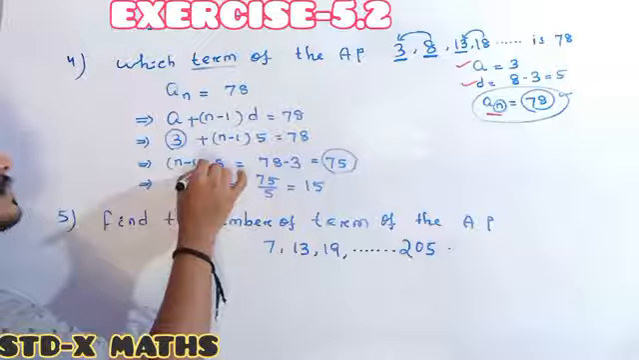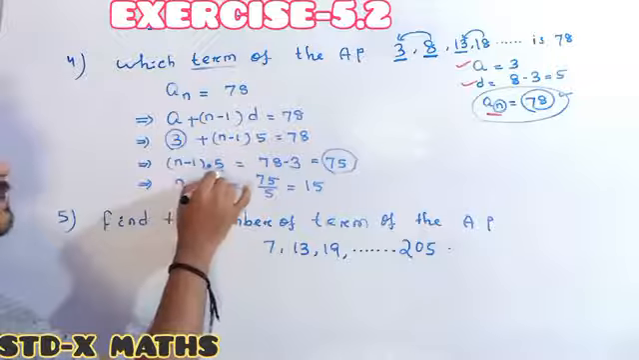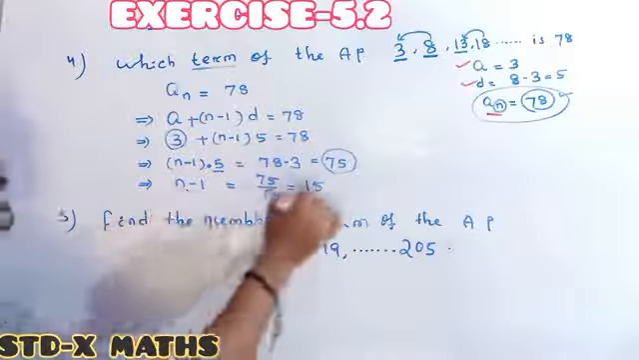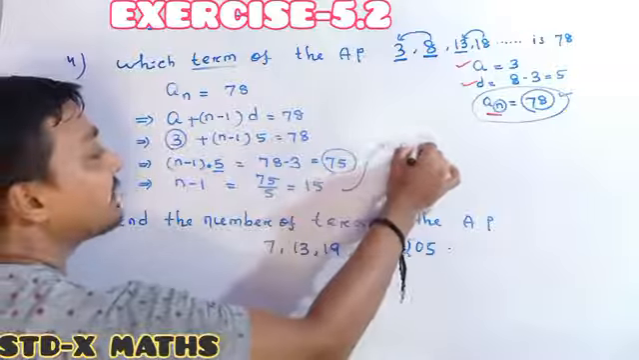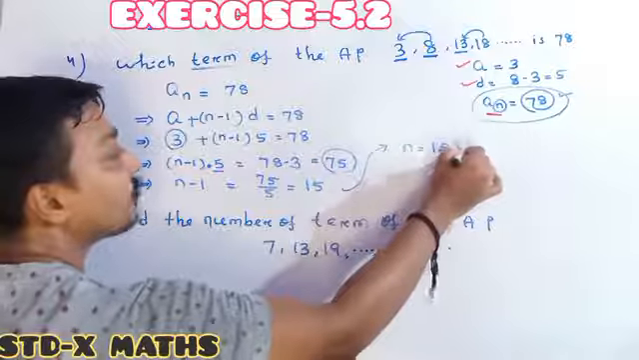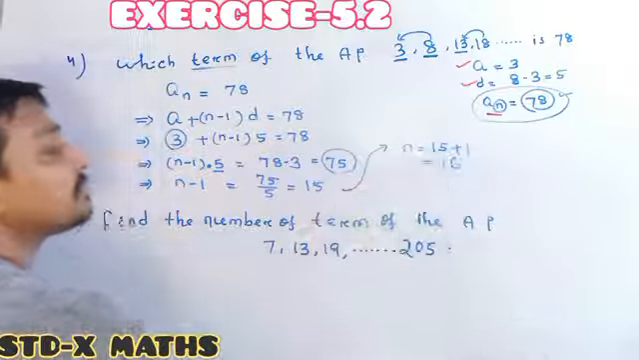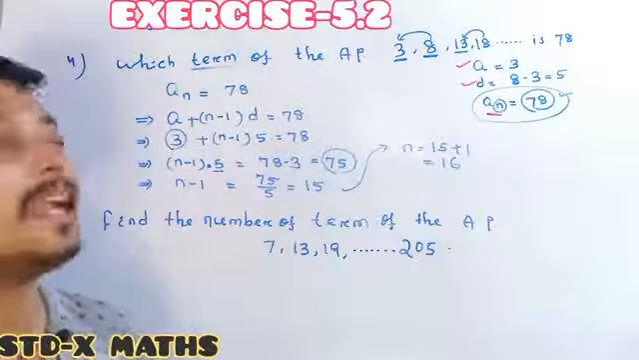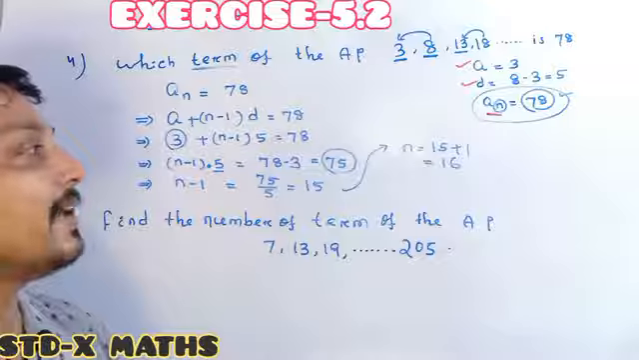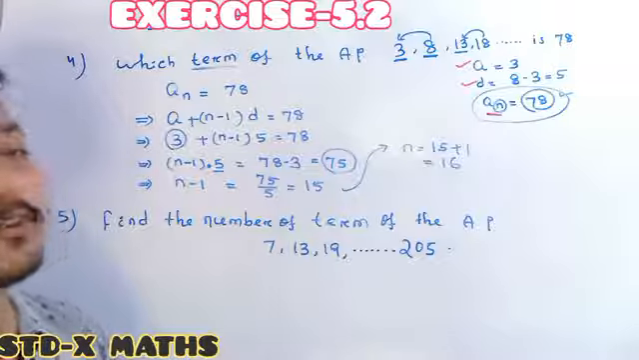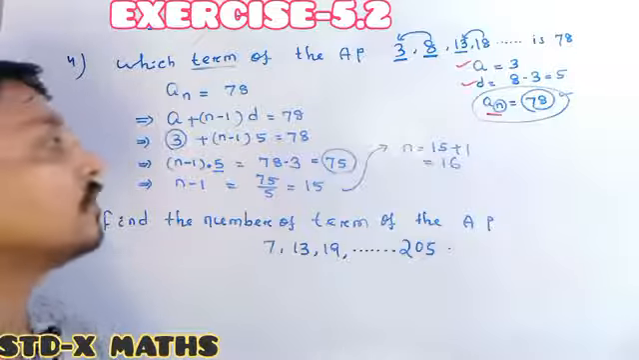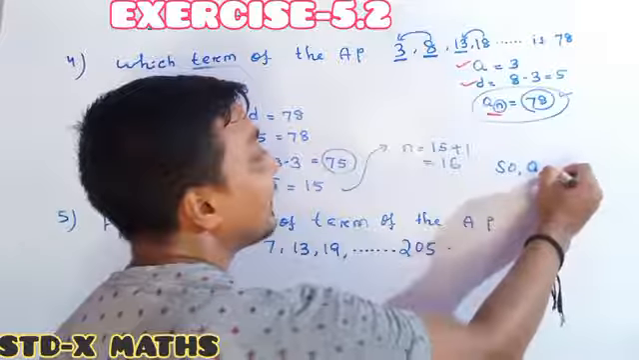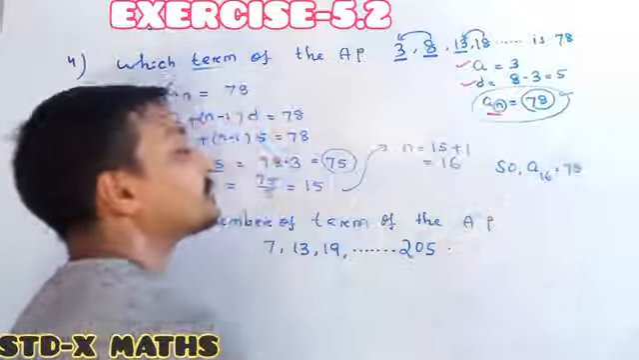It means n minus 1, it means 5 is multiplied, so on the right side 5 is divided, and here n minus 1 is equal to 15. It means n is equal to 15 plus 1, which is 16. So the sixteenth term of the AP will be 78. It means A16 will be 78. Perfectly understood? So n equal to 16. So A16 will be 78.